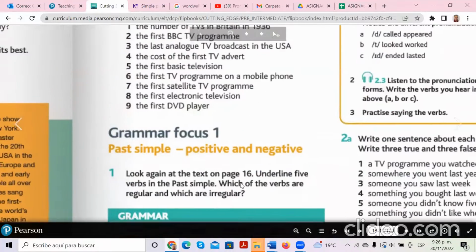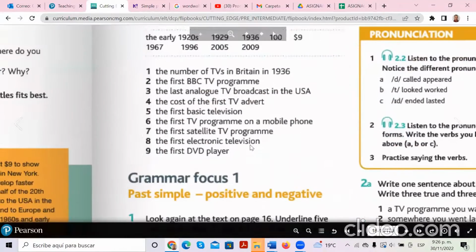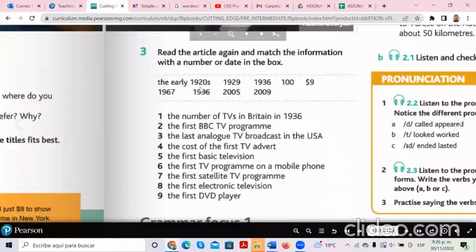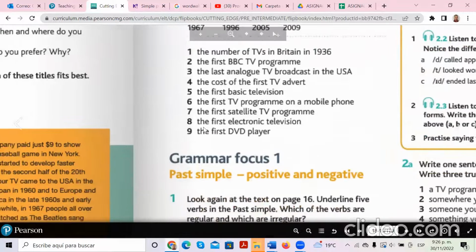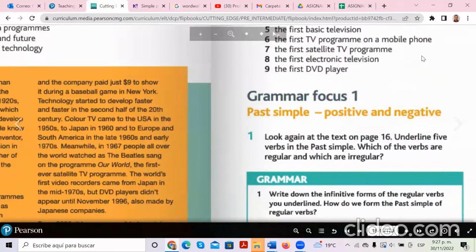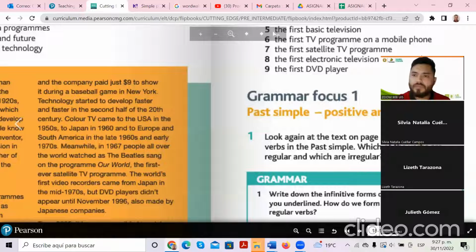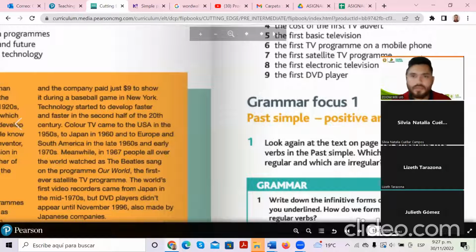Okay? So again, basically what I'd like you to do is to please match these dates and numbers to these statements from number 1 to number 9 based on the reading. To do so, I will make some groups, okay? So please join your group. You will have about 5 minutes to solve this task. And then in about 5 minutes time, we will be checking the answers as a whole class, okay? So let me just make the groups.